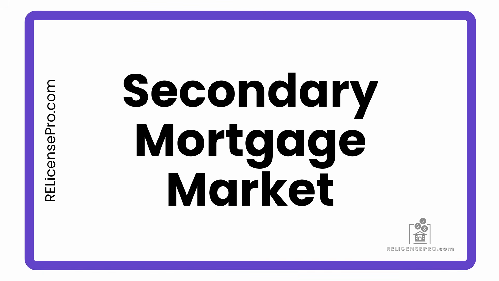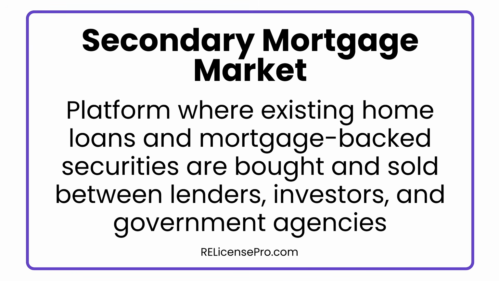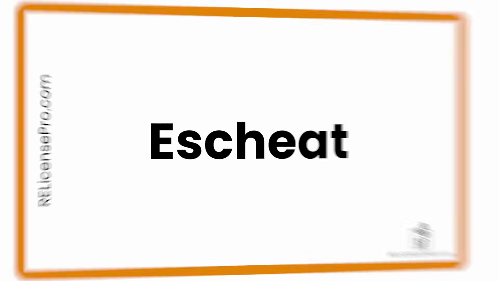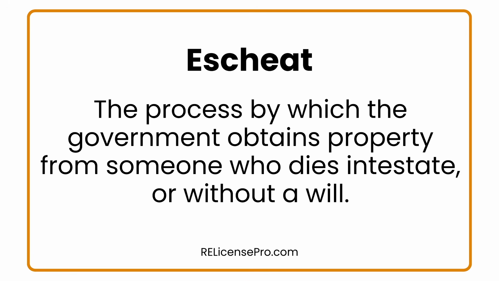Secondary mortgage market. Secondary mortgage market is a platform where existing home loans and mortgages backed by securities are bought and sold between lenders, investors, and government agencies. Escheat. Escheat is the process by which the government obtains property from someone who dies intestate or without a will.